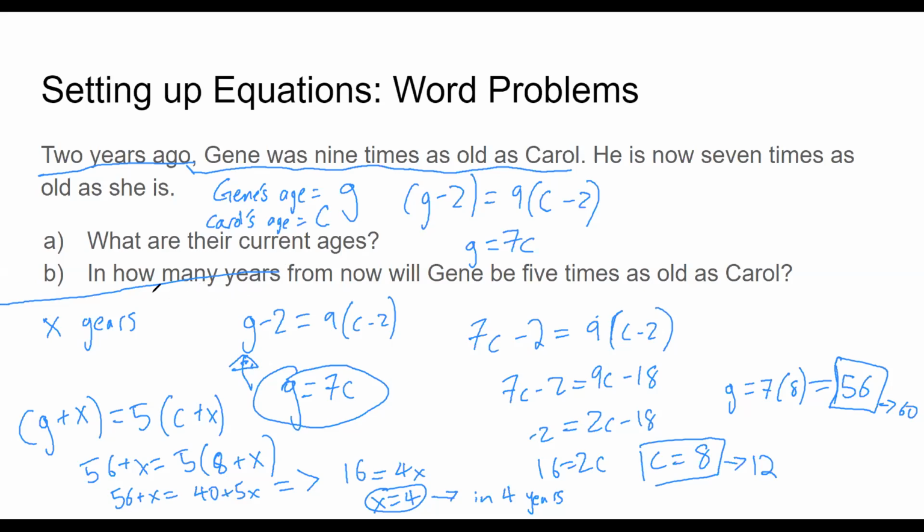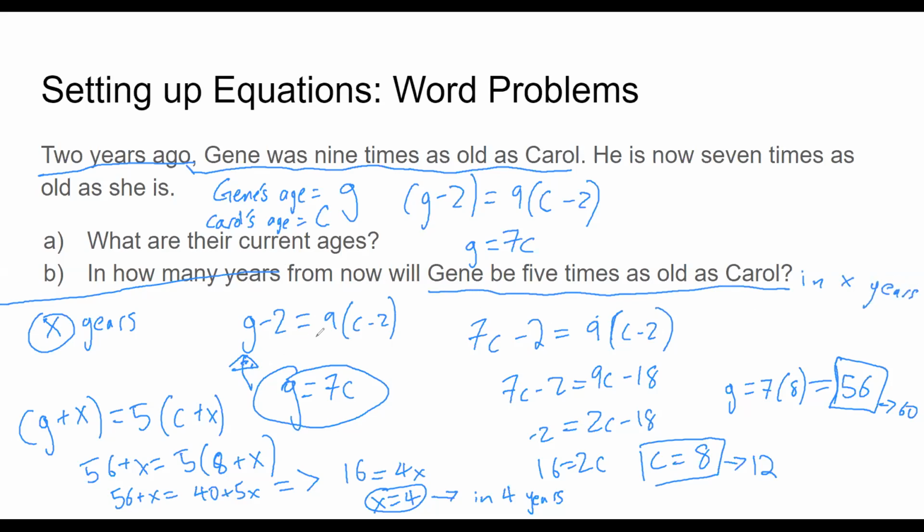So okay, so it says in how many years from now will Jean be 5 times older than Carol? So this how many years is an unknown. So when we have an unknown, the first thing you want to do is just give it a variable name so that you can do some math with it. So we just called it x here. So now we can rewrite. We're looking for an equation that shows that Jean will be 5 times as old as Carol in x years.